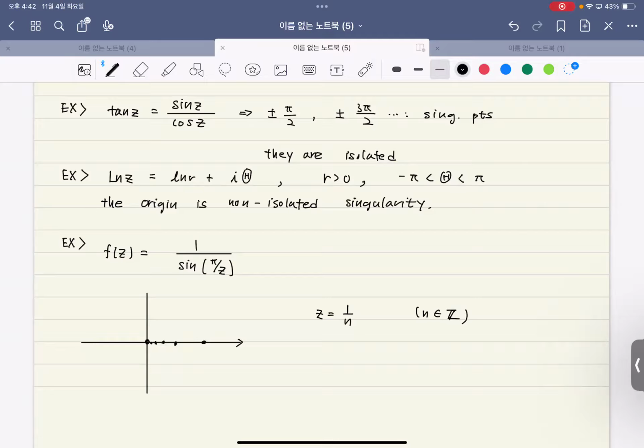We will be mainly discussing isolated singular points this time. Later on, we will explain something about non-isolated singular points, but usually in complex analysis, the behavior of a function close to a non-isolated singular point is very pathological. So we will be mainly discussing isolated singular points.